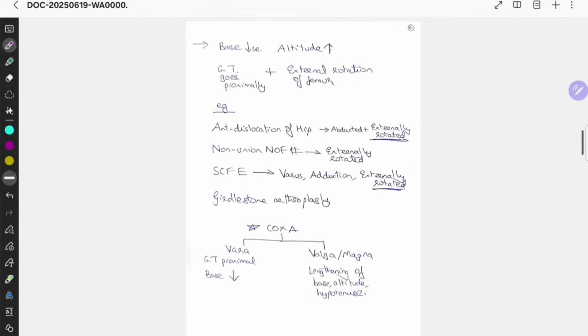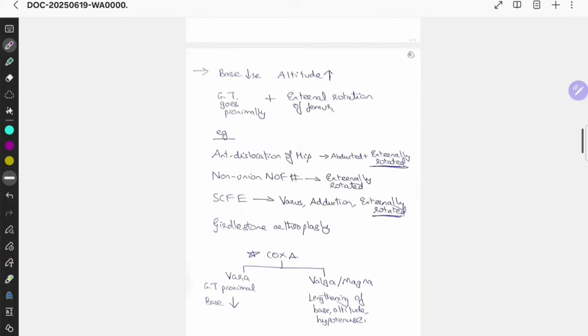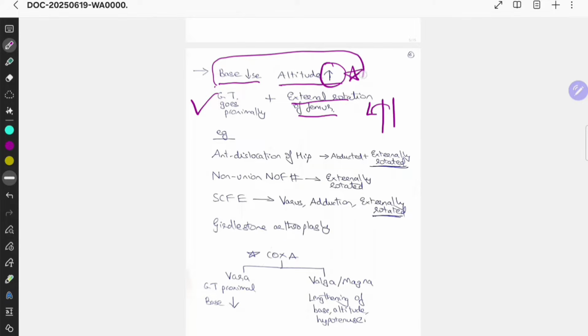Okay, now moving forward, this is a specific condition: when does the base decrease and altitude increase? Okay, so base is decreasing, what does that mean? Clearly GT going proximal, altitude is increasing. So what does that mean? That there is some external rotation of femur. External rotation of femur causes GT going more laterally, which is increasing the altitude. So all the conditions in which there is external rotation of hip, along with the GT going proximally, would have this kind of picture wherein the base is decreased and altitude is increased.